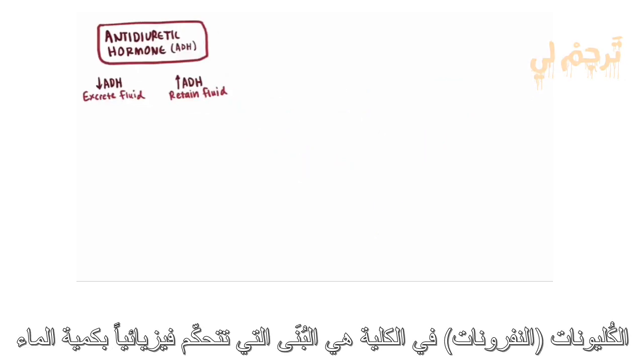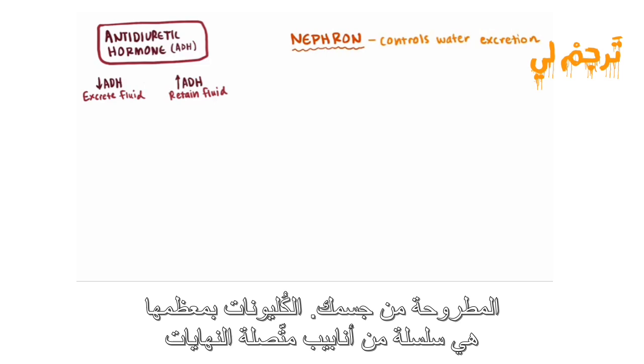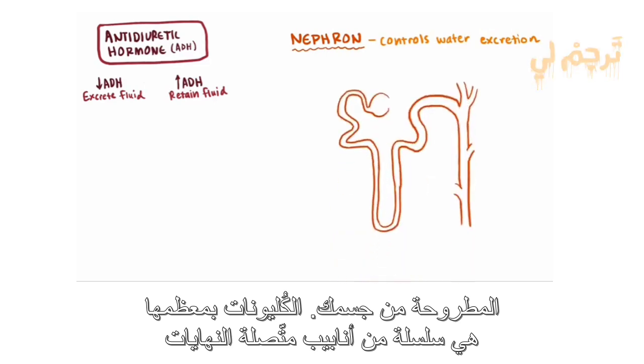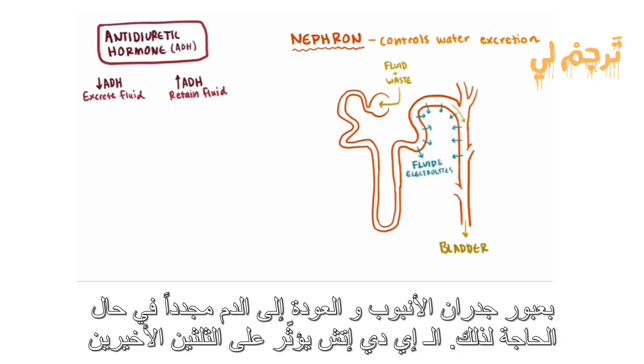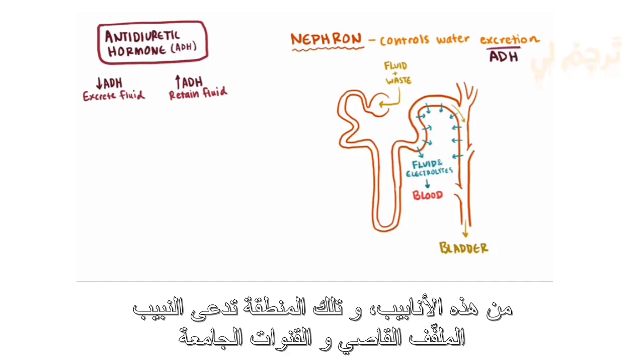Now, the nephrons in your kidneys are the structures that physically control how much water is excreted from your body. Nephrons are mostly a series of tubes attached end to end that move fluids and wastes toward the bladder. These tubes, though, also allow fluids and electrolytes to move through the tube walls and back into the blood if needed. ADH affects the last two-thirds of these tubes, called the distal convoluted tubule and the collecting ducts.